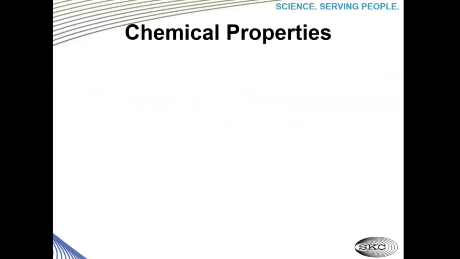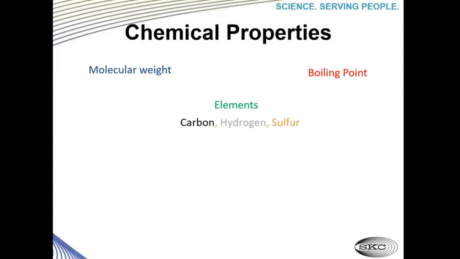What are the chemical properties that could be involved? Molecular weight, the boiling point, elements. Is there carbon, hydrogen, sulfur, possibly fluorine, bromine, chlorine? A ring structure. Is it a three-member ring? Is it a 4-member ring? Is it a 5-member ring? Is it a 6-member ring? And is it aromatic? Plus other properties. Is it an aldehyde? Is it a ketone? Is there a double bonded oxygen in that chemical formula?